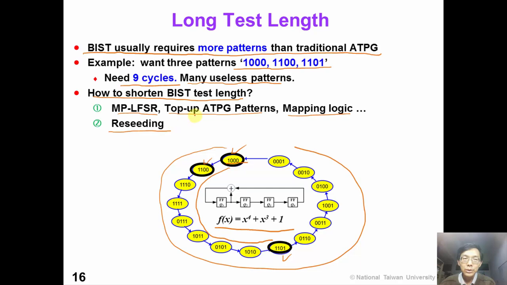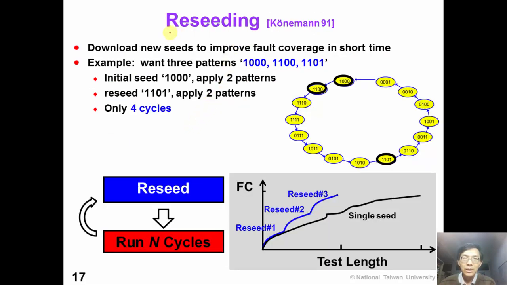Here we will introduce a new concept, reseeding. The idea of reseeding was proposed by Koenemann in 1991. The idea is that we can download a new seed to improve the BIST coverage in a short time.